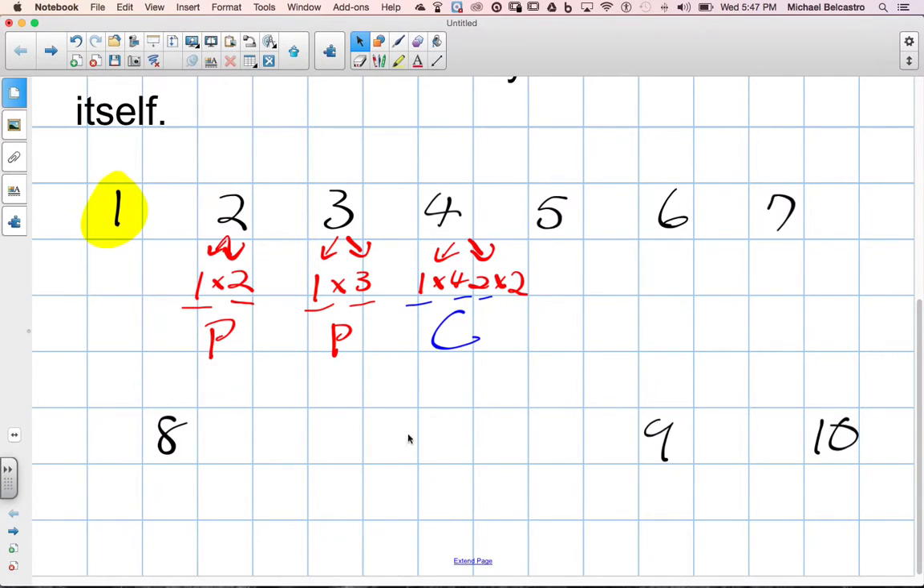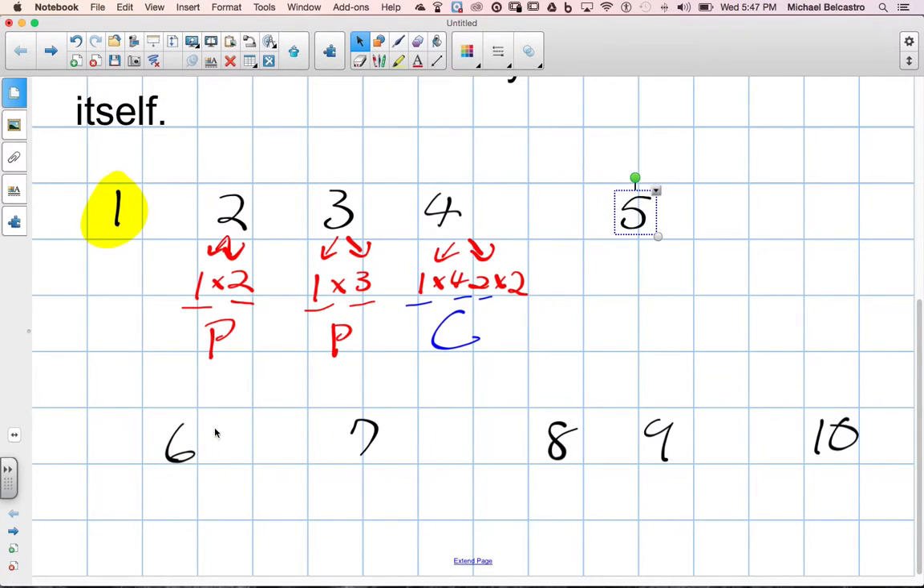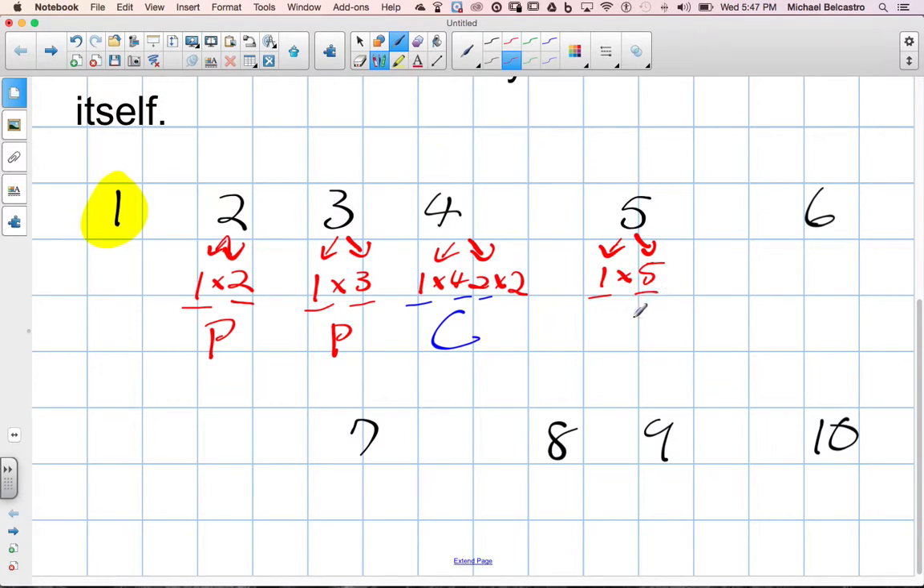While I move things, what about the number 5? What are the factors? 1 times 5. What else? That's it. So what does that make this? Prime. Only 2 factors. It's a prime. How about 6? 1 times 6, and 2 times 3. So how many factors are there here? 1, 2, 3, and 6, which gives us a total of 4 factors. So this is a composite. Good.